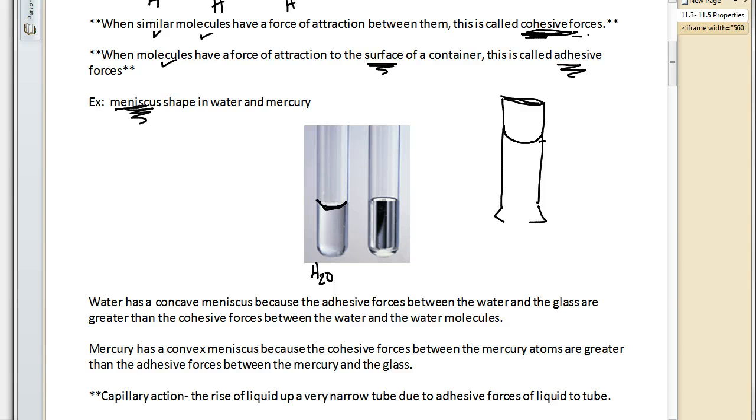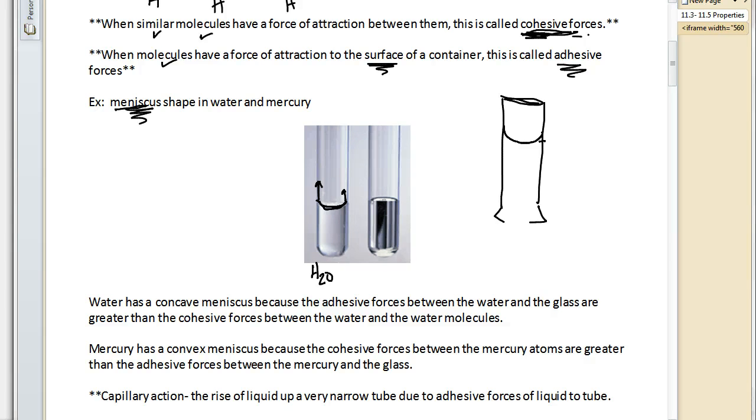And it's because the adhesive forces between the water and the glass are greater than the cohesive forces between the water and the water. So we already know that water and water do have a nice hydrogen bond going on, and that's good. But the water is also attracted to the glass, which causes that water to try to sort of climb up the glass, this force of attraction, and that's why we get a little meniscus and a dip down in the middle for water.